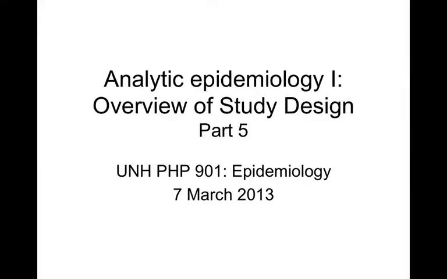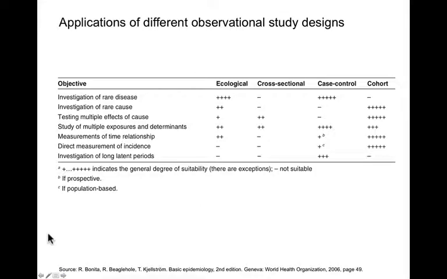Analytic Epidemiology, Overview of Study Design, Part 5, the last part of this particular series of lectures. In this lecture, we'll review and summarize our discussion of the different kinds of observational study designs that we have covered in the previous lectures. And then we will talk a little bit about some potential sources of bias and error.